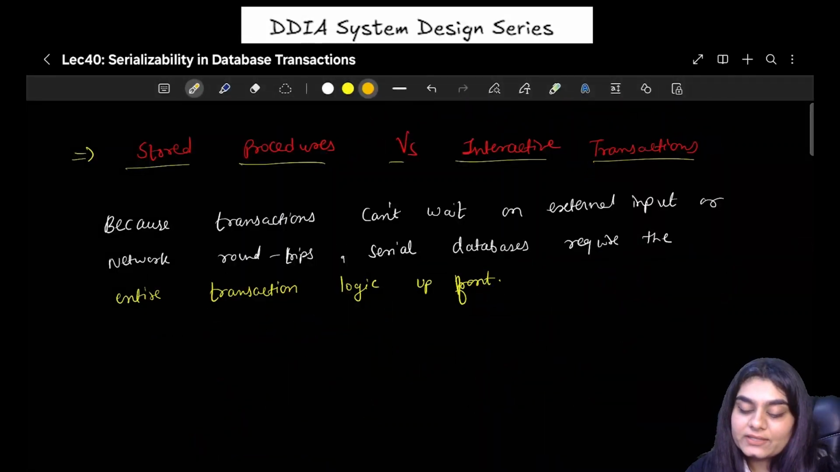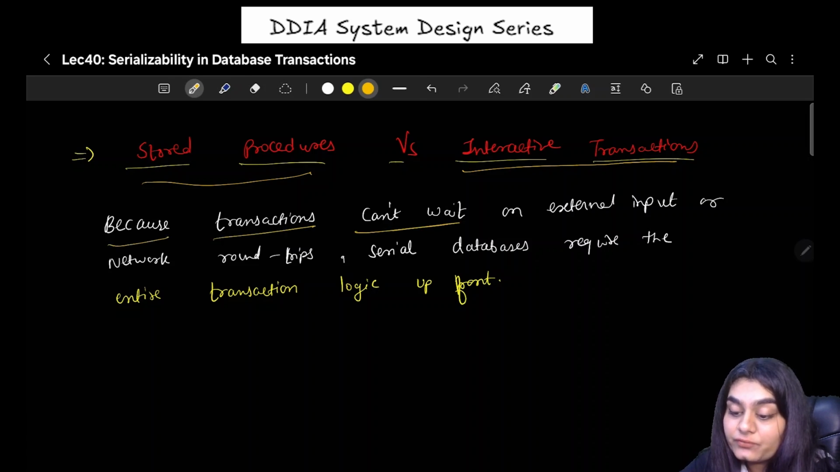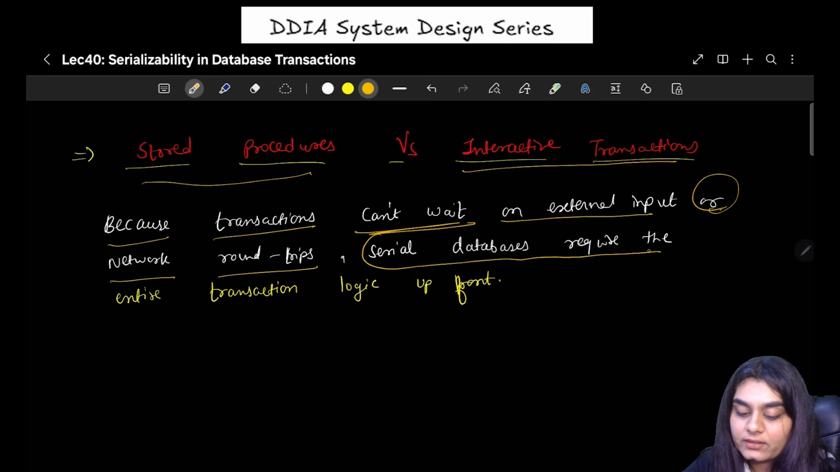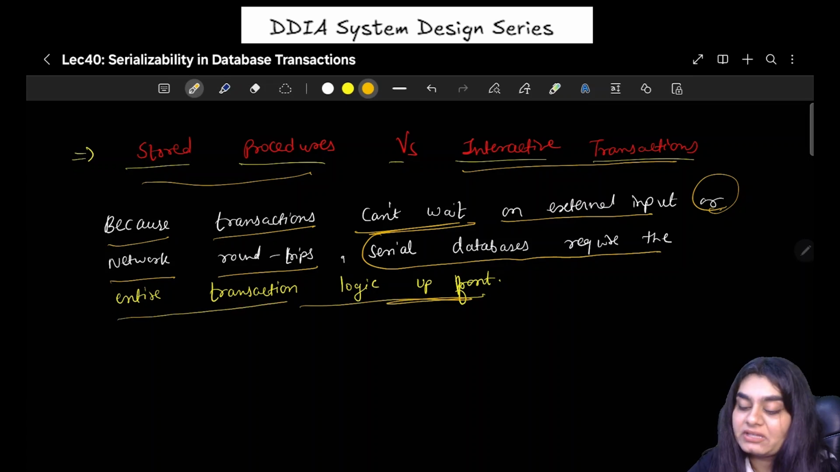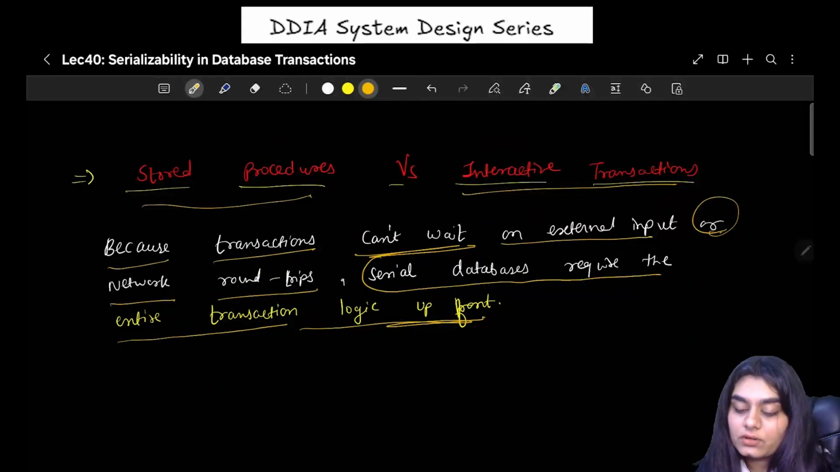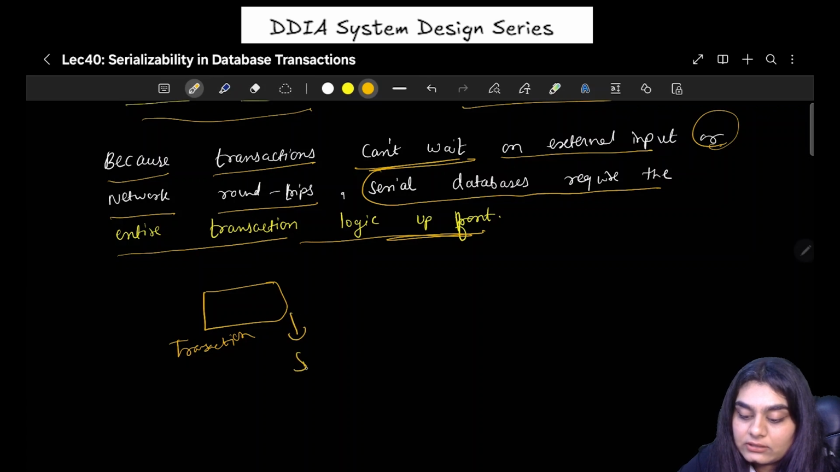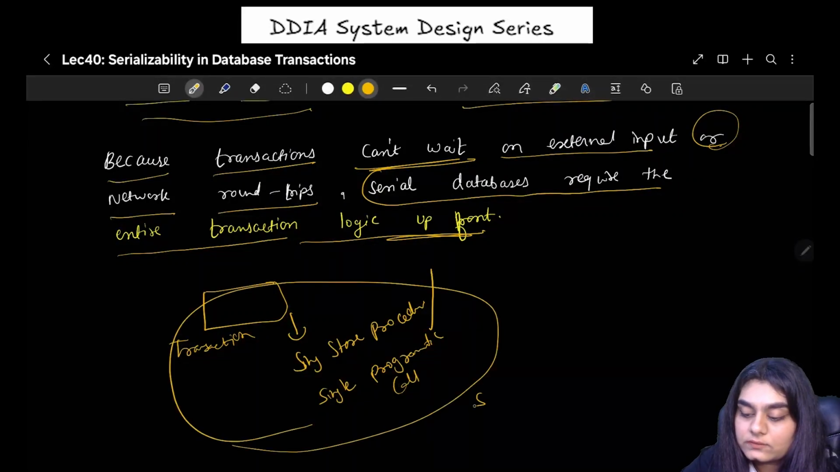Okay. So our next topic is stored procedures versus interactive transactions. Because transactions can't wait on external input or network round trips, serial databases require the entire transaction logic upfront. That is, it should be in the RAM. So, in other words, you package the transaction as a single stored procedure or single programmatic call on the server.